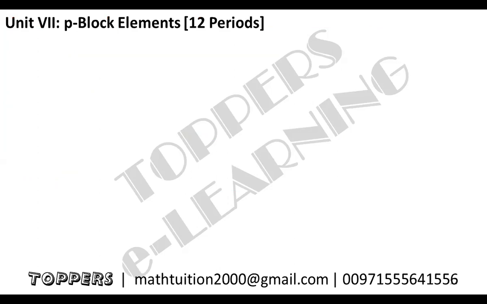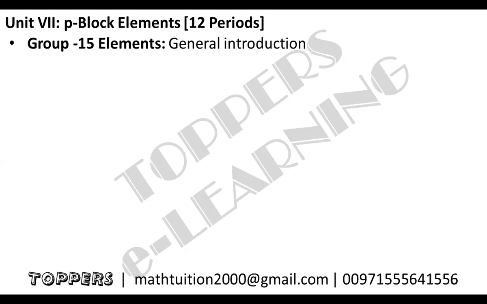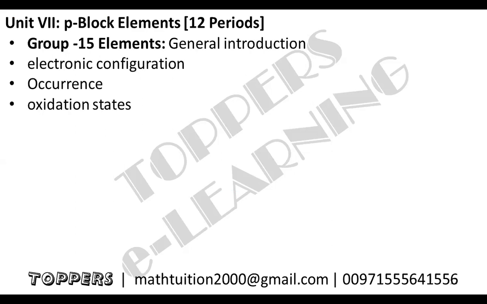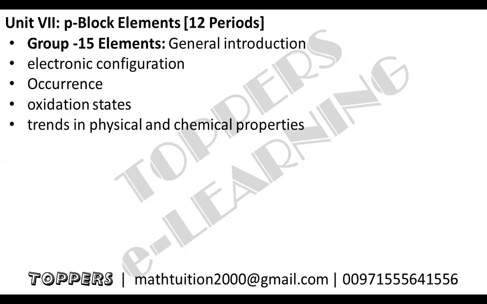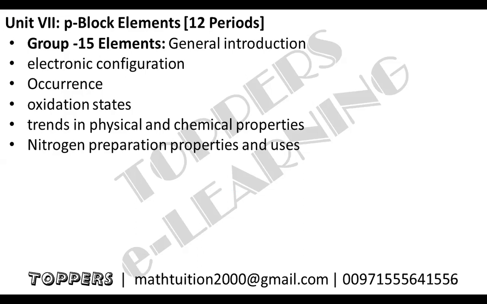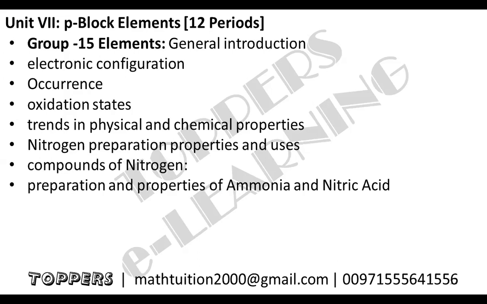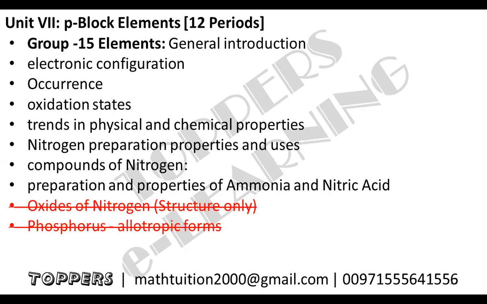Unit 7, P Block Elements. Group 15 elements: general introduction, electronic configuration, occurrence, oxidation state, trends in physical and chemical properties, nitrogen preparation, properties and uses, compounds of nitrogen, preparation and properties of ammonia and nitric acid. These topics are there, but oxides of nitrogen, structure only, is removed.